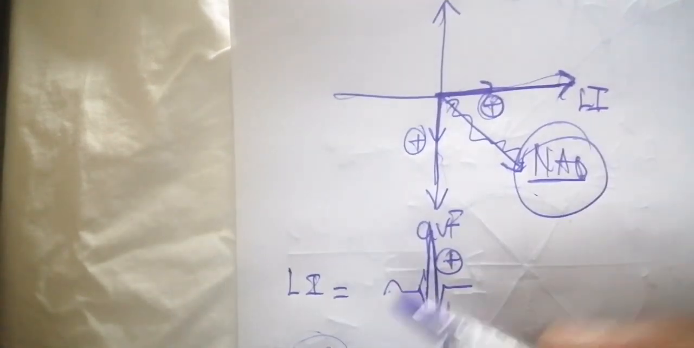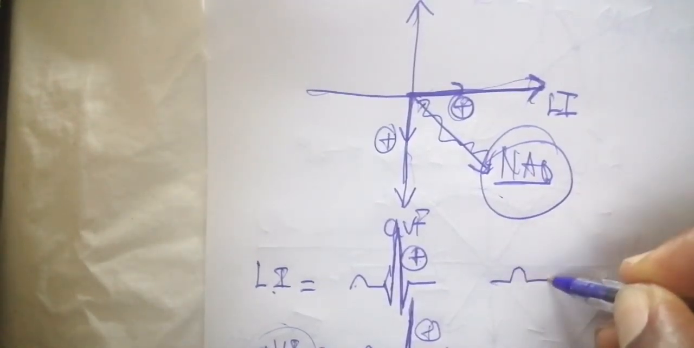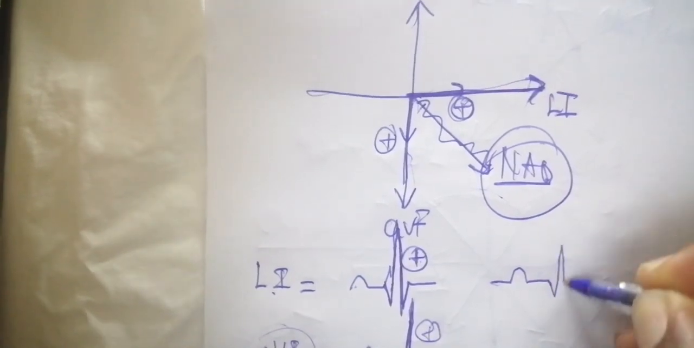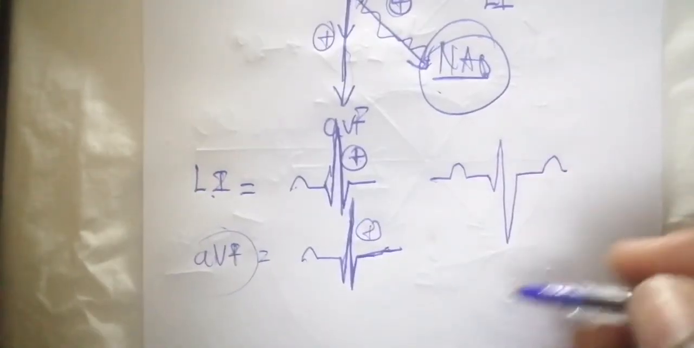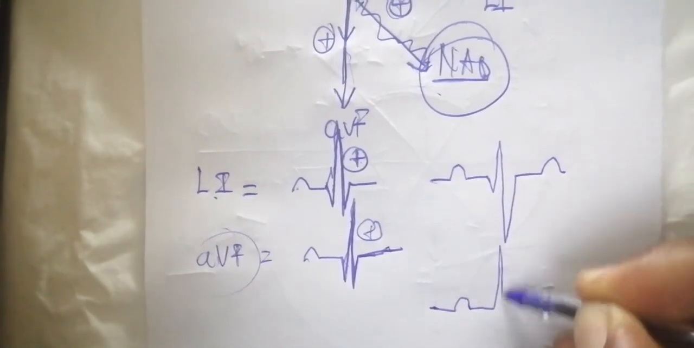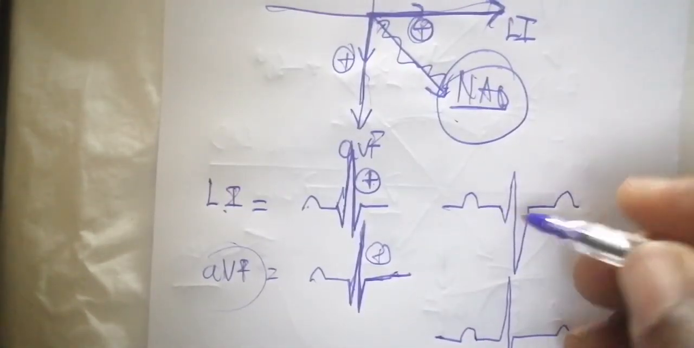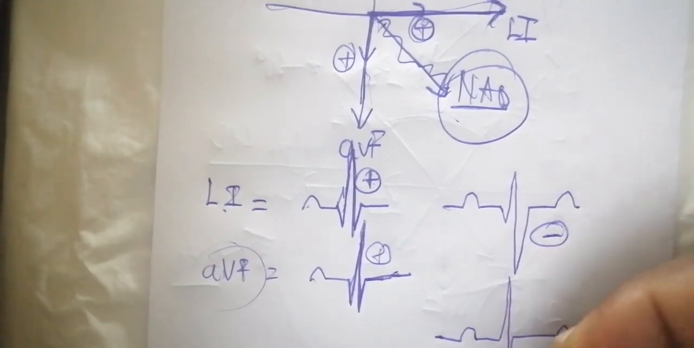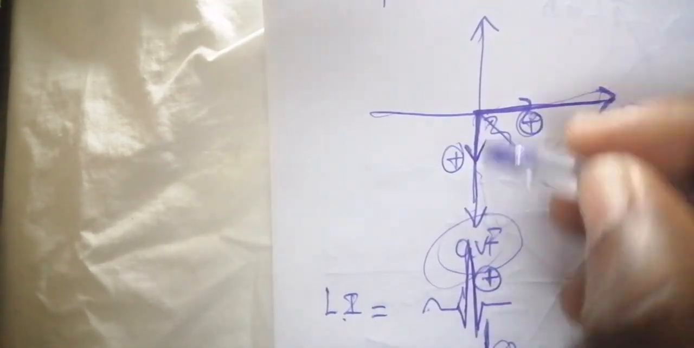The next point is on limb lead 1. Let's say that you have a wave like this on limb lead 1, and on limb lead AVF, let's say that you have a wave like this. So on limb lead 1, you see that it is predominantly negative. And on limb lead AVF, when you visualize it very well, it is predominantly positive. So it means that you are going to have a positive wave on AVF. Positive of AVF goes downward.